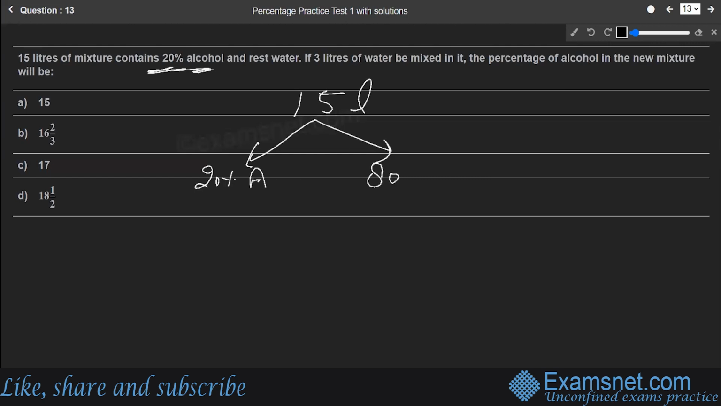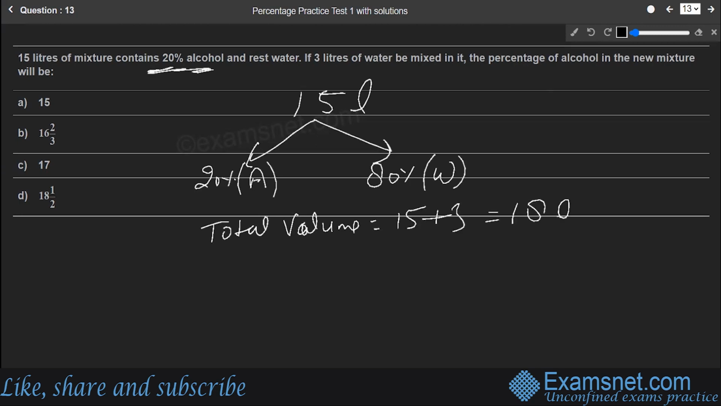That is nothing but 80% should be water. So 20% is alcohol, 80% is water. Then he says 3 liters of water is mixed in it. So the water being mixed is 3 liters. So the total volume will become how much? Total volume will be 15 earlier plus 3 more. That is 18 liters, the new volume of the total mixture.